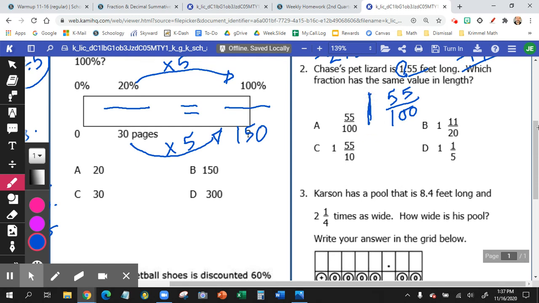So we know we have one whole number. So it's not going to be A, and then we have 55 over 100 and not over 10. So we're missing a 0 here, so it's not C. So now divide by 5. We're going to simplify. So the 1 doesn't change. 55 divided by 5 is 11, and 100 divided by 5 is going to be 20.